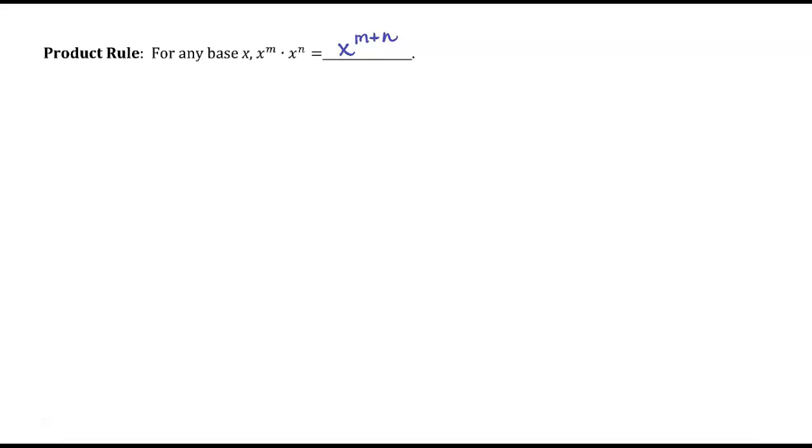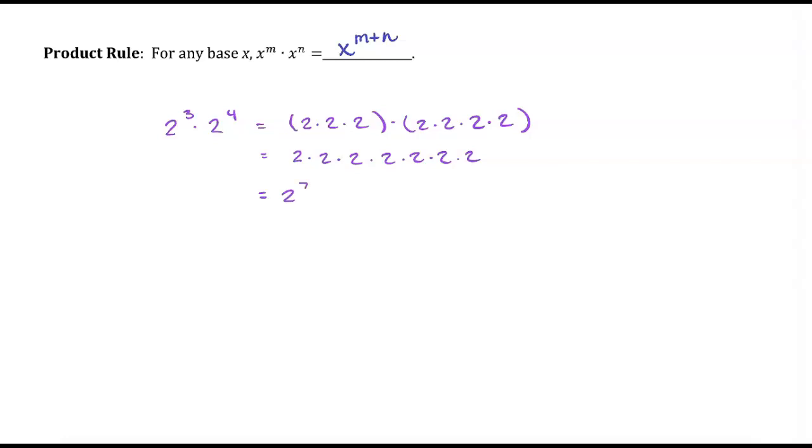Let's take a look at why this works. Suppose we have 2 to the third times 2 to the fourth. 2 to the third is 2 times 2 times 2. And 2 to the fourth is 2 times 2 times 2 times 2. This is the same thing as just 7 factors of 2, which is equivalent to writing 2 to the seventh. Notice that 7 is equal to 3 plus 4. That is, 2 to the third times 2 to the fourth is equal to 2 to the 3 plus 4, or 2 to the seventh.